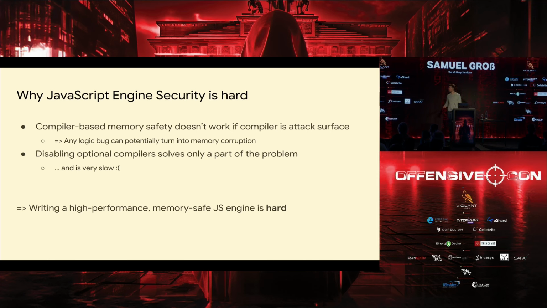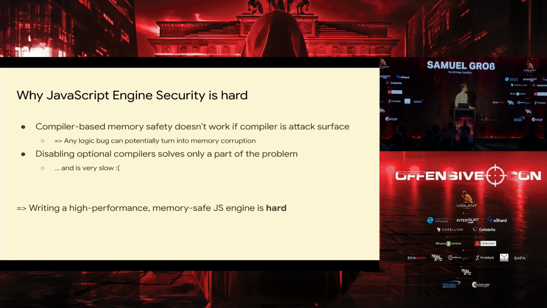To summarize, compiler-based memory safety doesn't work if your compiler is attack surface, because then any logic bug turns into memory corruption, and we haven't figured out how to fix logic bugs. As a side note, it's also not just about JIT compilers. You can of course disable optimizing or optional compilers, but that really just solves a part of your problem. It does attack surface reduction, so that's clearly good.